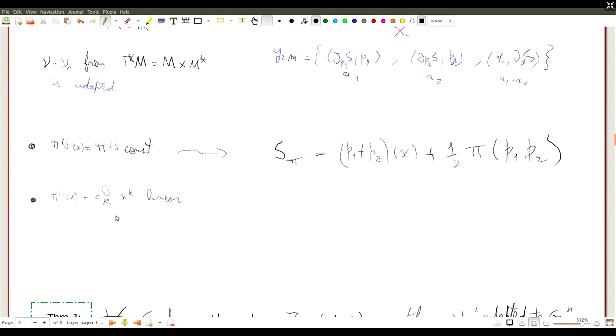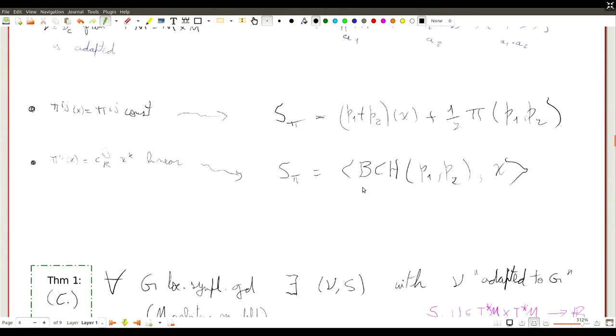When the Poisson structure is linear, and remember that these are structure constants for an underlying Lie algebra, what we get is something much more non-trivial, which is the Baker-Campbell-Hausdorff series. Now these parameters P, in this particular case, live naturally on the Lie algebra. So it makes sense to apply the Baker-Campbell-Hausdorff series to both and pair this with X, which lives in the dual space. I won't write it, but if you remember, it's the logarithm of products of exponentials in a Lie group. So this is a quite non-trivial series that converges and so on.